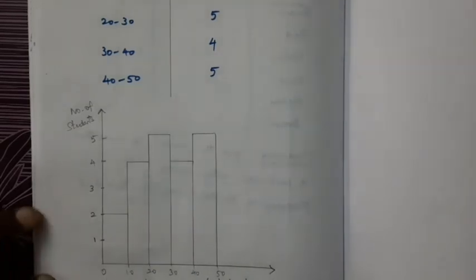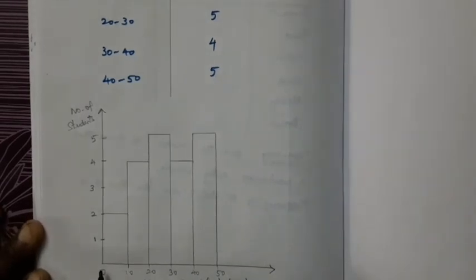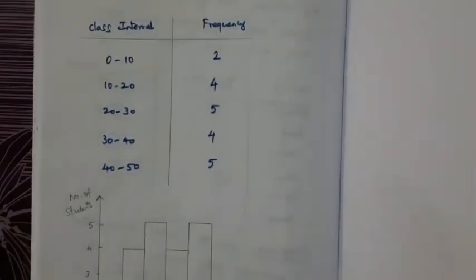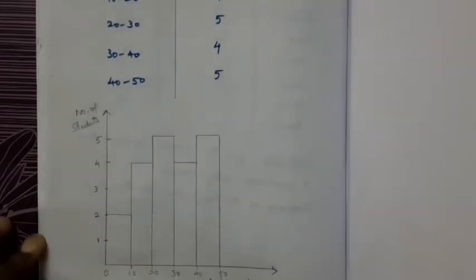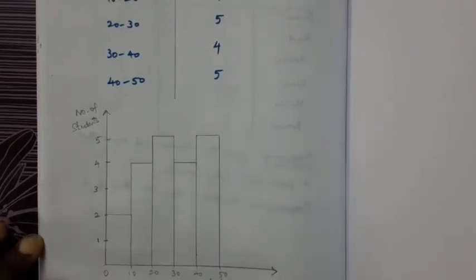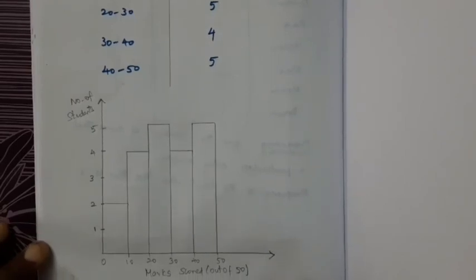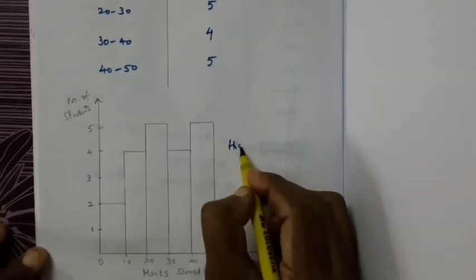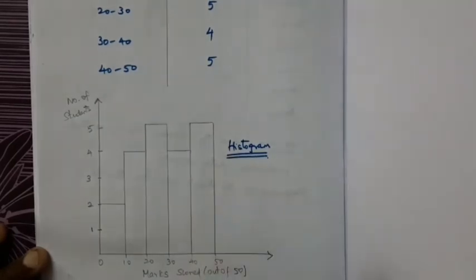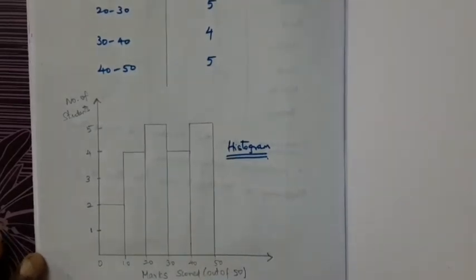Then here I have written the number of students. You can see from 0 to 10 the frequency is 2. From 10 to 20 is 4, 20 to 30 is 5, 30 to 40 is 4, and from 40 to 50 there are 5 students. So this form of representing data is called a histogram.